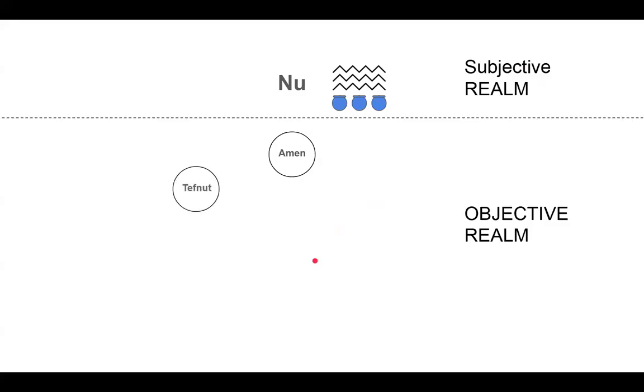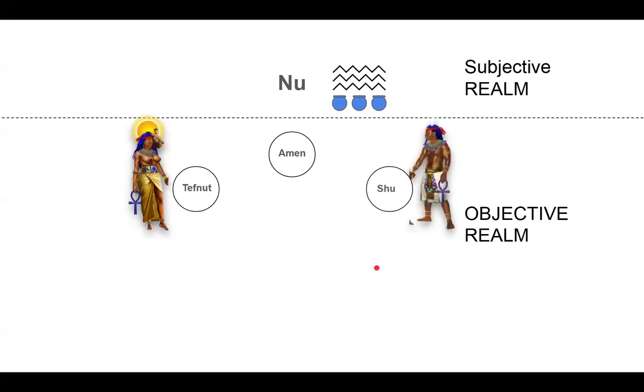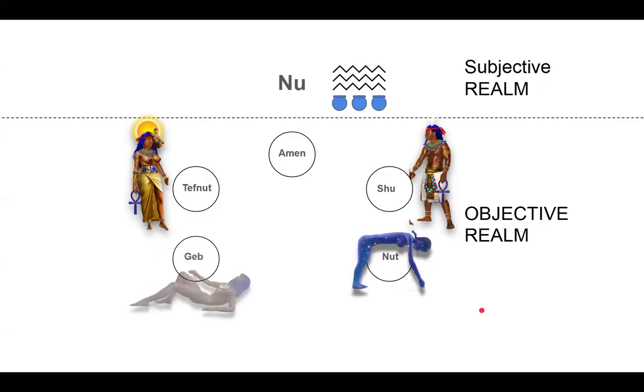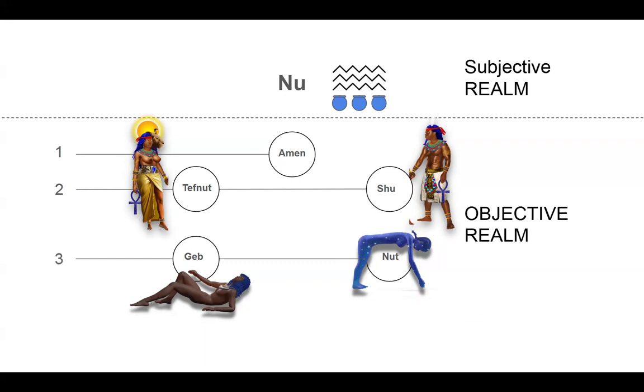So from Amen, we have Tefnut and Shu. From Tefnut and Shu, we have Nut and Geb. This becomes the basis of the common denominator. Amen is in the center, and these become the 4 quadrants. So here we have level 1, we have level 2, and then we have level 3 or stage 3.